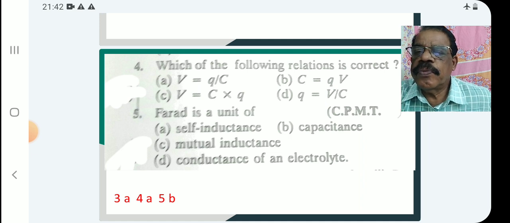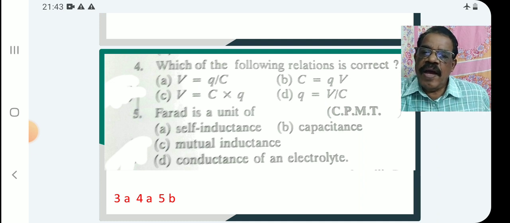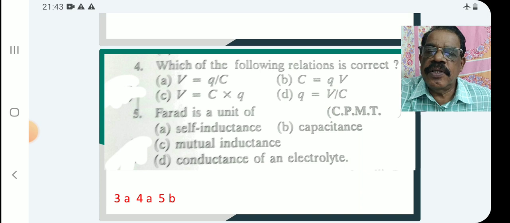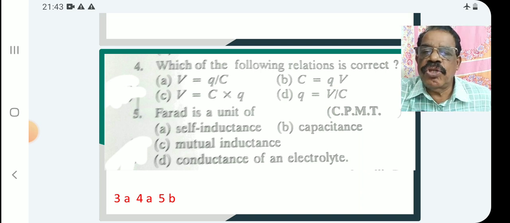Number 5. Farad is the unit of A, self-inductance, B, capacitance, C, mutual inductance, D, conductance of the electrolyte. The answer is capacitance. Farad is the unit of capacitance. Remember, Farad is the unit of capacitance.